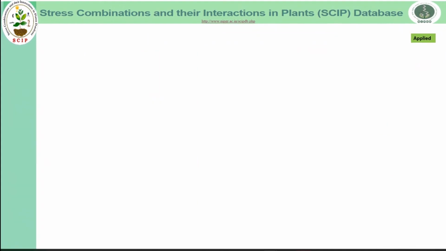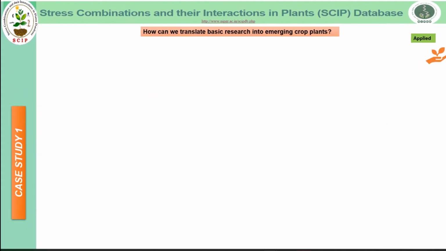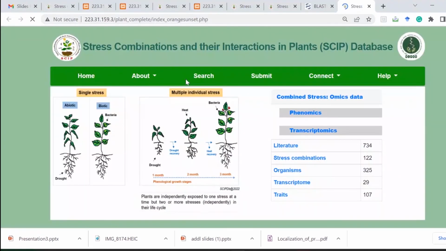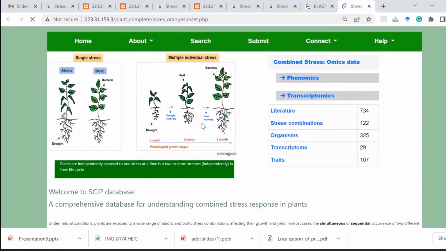So as case study 1, we tried to find the role of ProDH under the combined stress condition, combined drought and pathogen infection, in chickpea. From some preliminary analysis, we knew that ProDH has a role to play in plant defense against stress conditions. So we looked for the presence of this gene in the combined stress transcriptomic dataset.